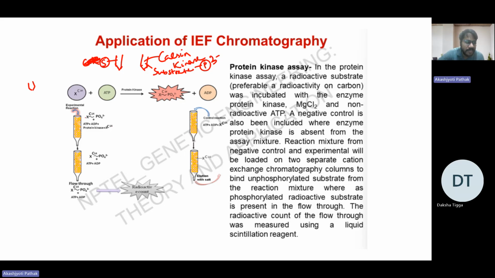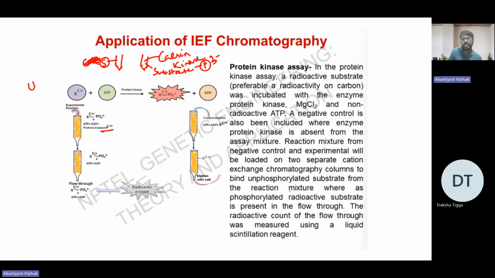So this is basically what they have done. They have radio labeled this substrate with C14, and then they have set up this kinase reaction, so their substrate will get phosphorylated. You see here this substrate has this PO4 3 minus group added to it. In the flow through, you can get the radioactive count. While in the control reaction, you have not added this enzyme, so your substrate is not getting phosphorylated.